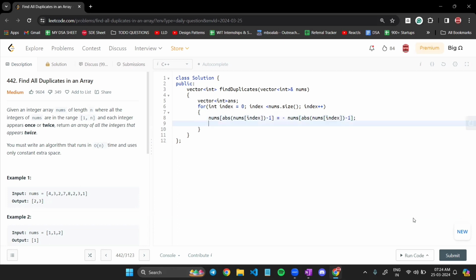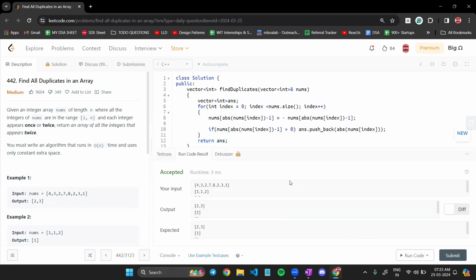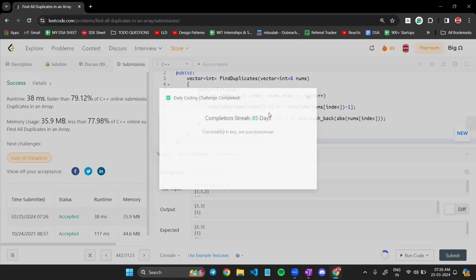Now at any moment, if we get that this value is positive, then what does it mean? If this value is greater than 0, correct? In that case, it means that the value present at nums[index] is repeating itself, correct? It's occurring twice, and only then could this particular number be positive, right? So we'll simply say answer.push_back(nums[index]), correct? And after that, we'll simply return this answer. So now let's quickly run this. It's giving us the correct answer. Let's submit it. And it got accepted.